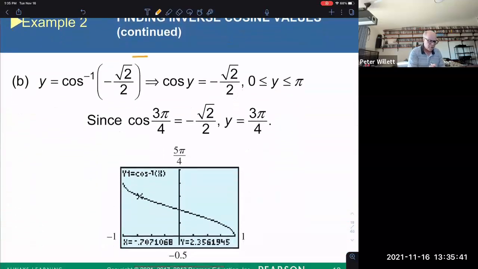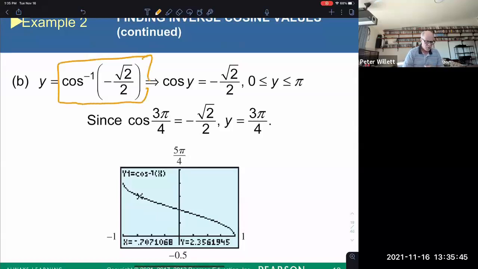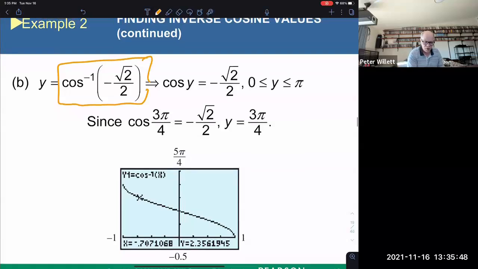Similarly, if I'm trying to evaluate the inverse cosine of -√2/2, I would ask which angle in this range would cause the cosine to equal -√2/2. In that range, that happens at 3π/4. I'm sorry, not negative, just 3π/4. That's between 0 and pi.